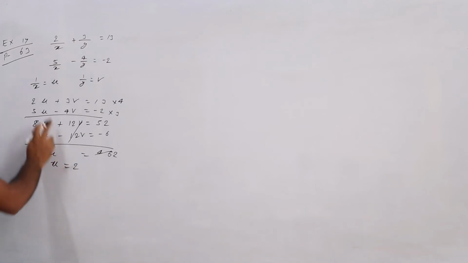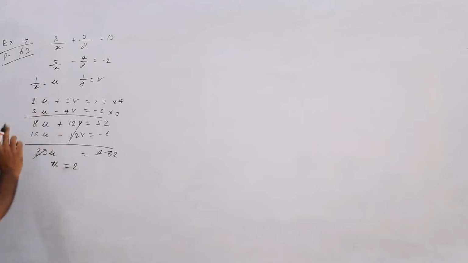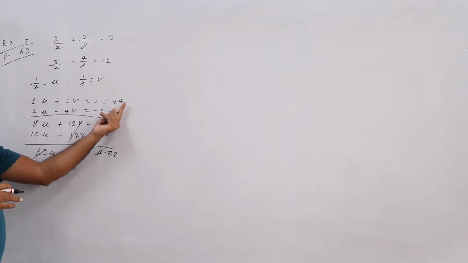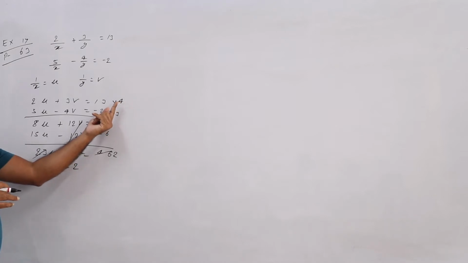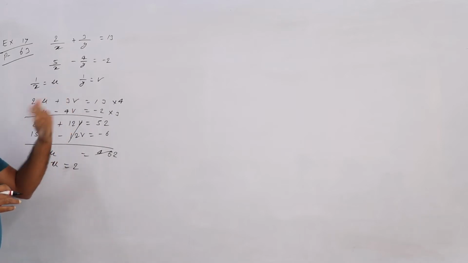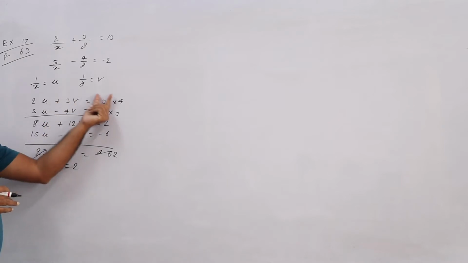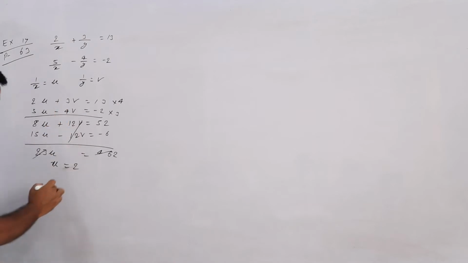Now, if u is equal to 2, put it here. 2 2s are 4, because u is equal to 2. This side plus 4, this side minus 4. So 13 minus 4, how much? 9. Concentrate. 13 minus 4 is 9. And here 3v is equal to 9, so v is equal to 3.